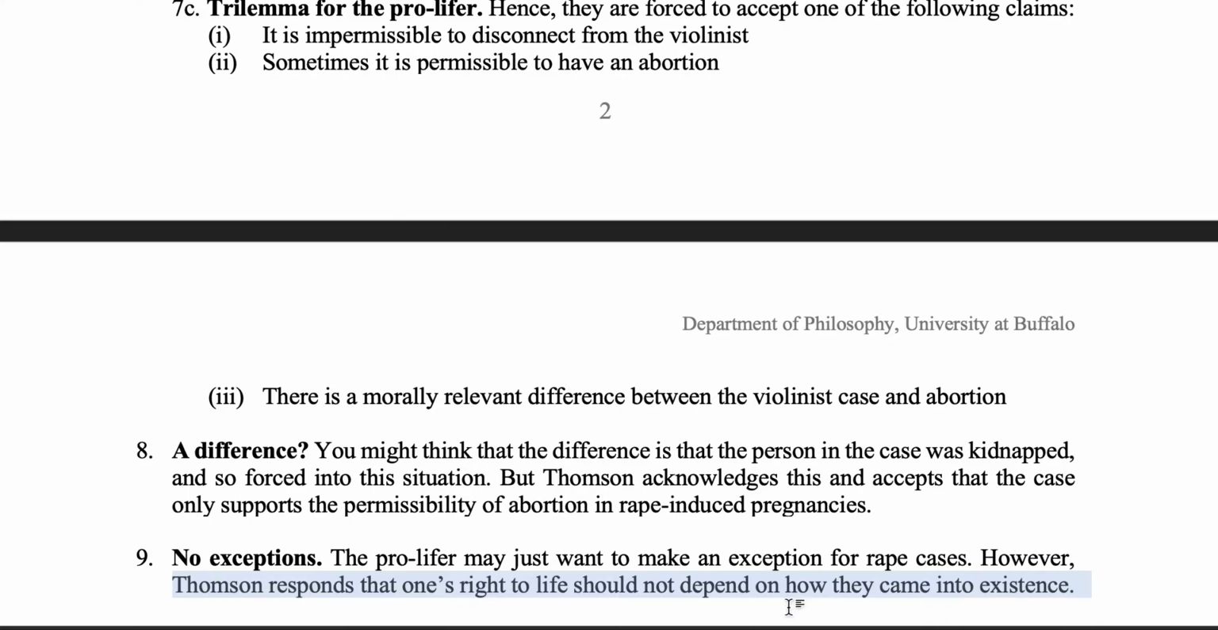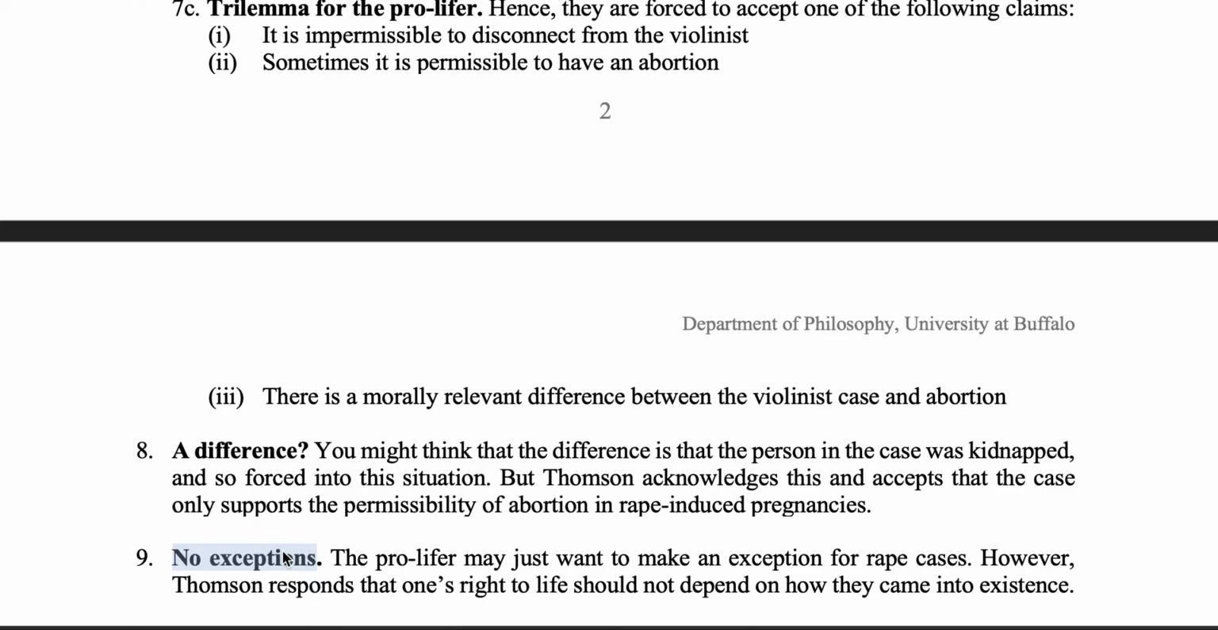Thomson says the right to life shouldn't depend on how you came into existence. So if you try to make this exception, the pro-lifer is like, oh, I'll just make an exception for rape cases, and Thomson says, no, you can't make an exception. If you think it's okay in these rape cases, then what you're saying is the right to life of the fetus in the rape case is gone. It's either gone or it's overridden or something, merely because its life came about through rape.